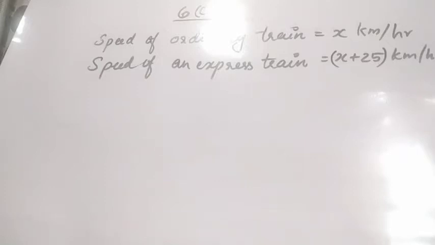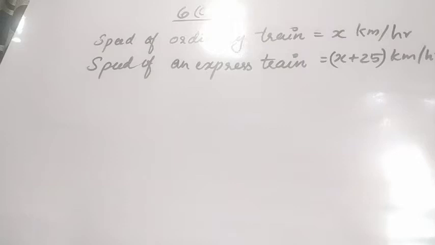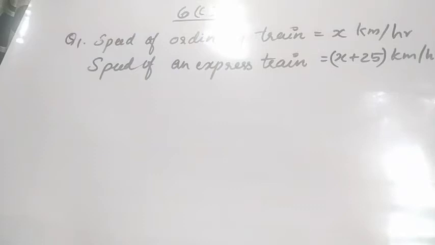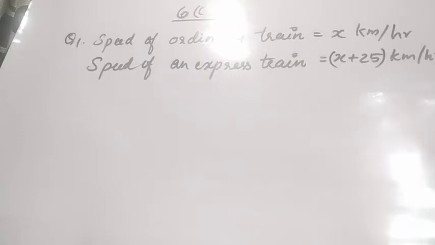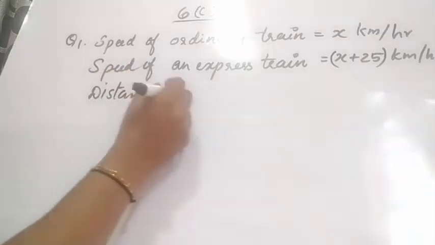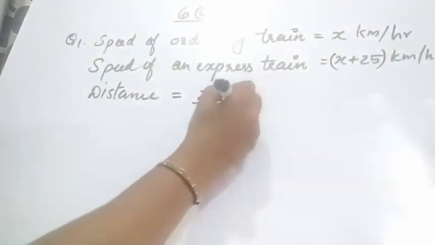Let us solve the important problems from exercise 6C. Problems based on distance, speed and time. First question. The speed of an ordinary train is x km per hour and that of an express train is x plus 25 km per hour. Find the time taken by each train to cover 300 km distance.